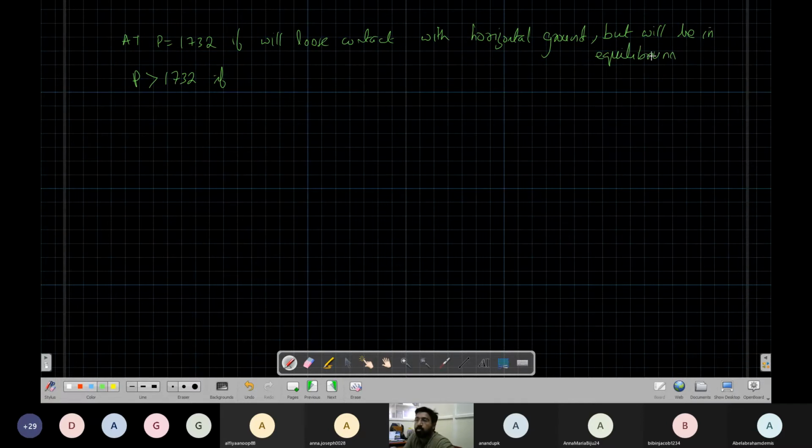That means it will not move. Any force which is greater than, if P is greater than 1732 Newton, equilibrium is lost. Equilibrium is lost, so the roller moves. Okay, so this is how we solve this problem.